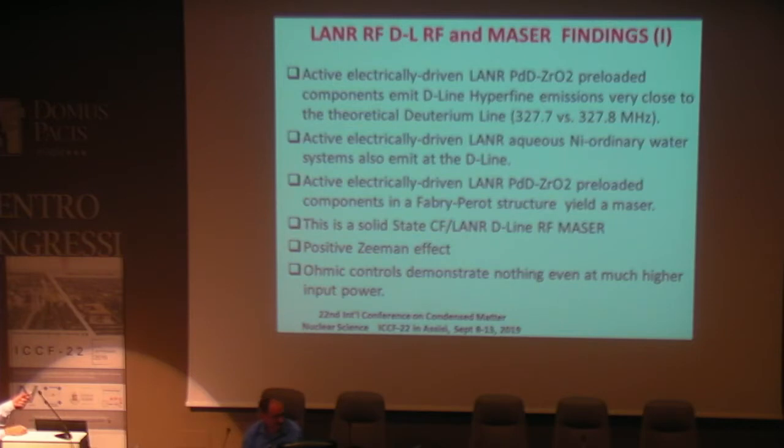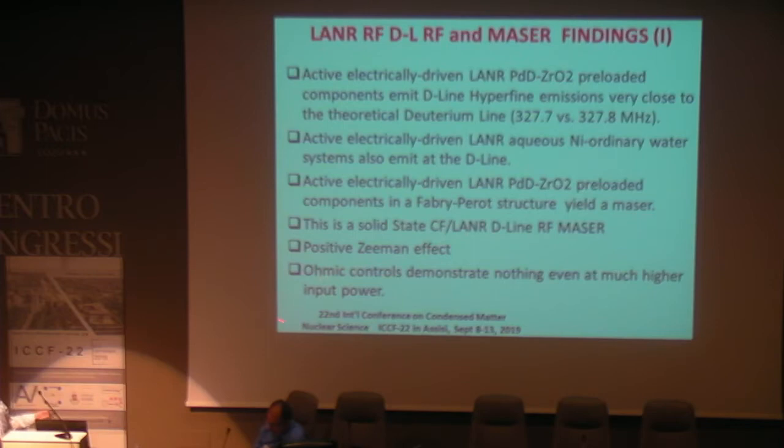The important points. Electrically driven active cold fusion devices emit at 327.7. This is the deuterium line, slightly lower. Ordinary water systems with nickel also emit. We couldn't get the big device into the Fabry-Perot structure. We'll need some money to make a bigger one. So this is the first solid-state cold fusion maser that has been made. It has a positive Zeeman effect proving it's a maser.